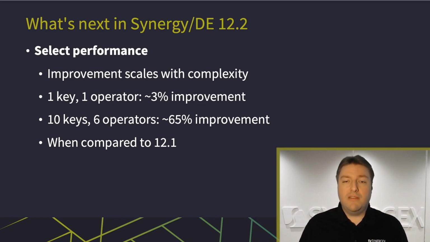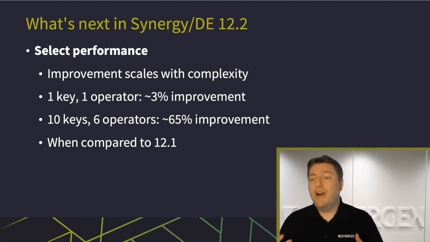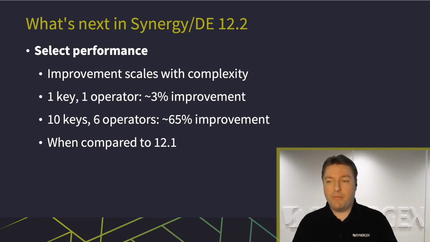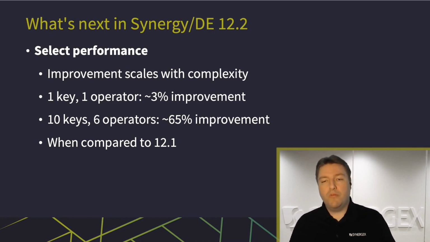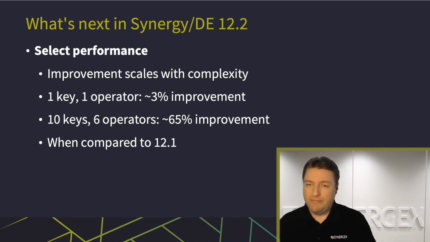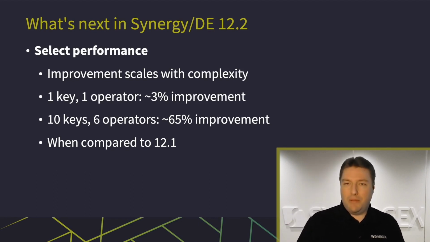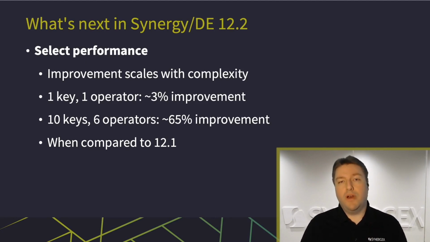So in a simple case of one key and one operator, it's only performing about 3% faster. But in a more complex 10 key and 6 operator expression, we saw improvements of up to 65%. And that is raw time for executing the select operations when compared to the latest release of 12.1.